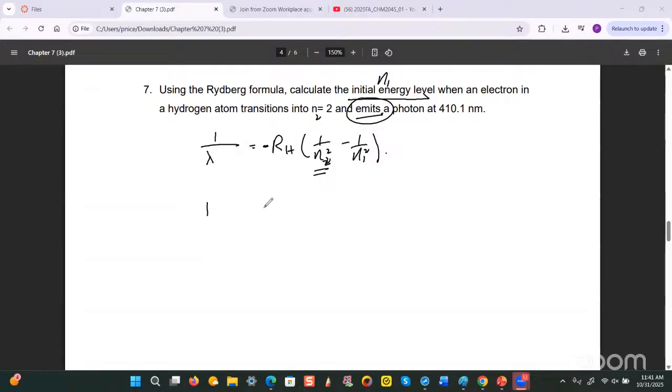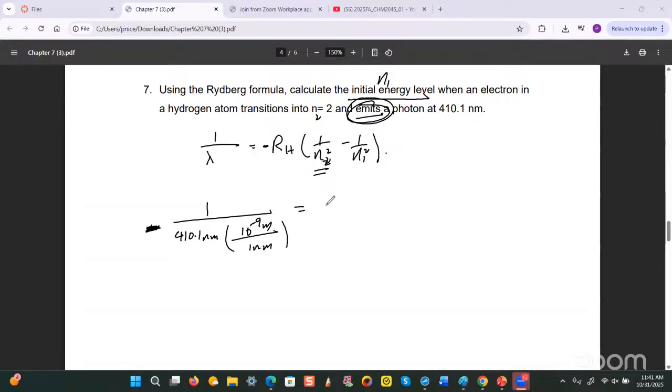1 over lambda. Now, lambda is equal to 410.1 nanometers, which we have to convert to meters. So nano means 10 to the minus 9. So I'm going to put 10 to the minus 9 meters above and 1 nanometer below. Now, because the question says that photon is emitted, that means that we have to put a negative sign here, right? Because remember from the previous example where we had a negative wavelength, that means that the photon is emitted. We have to do the same thing here. We have to put a negative sign here.